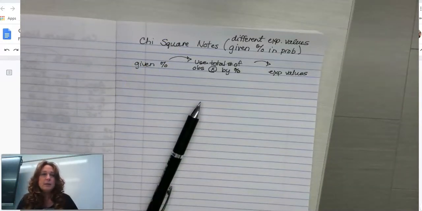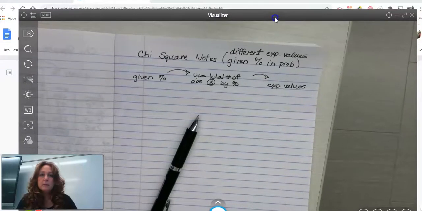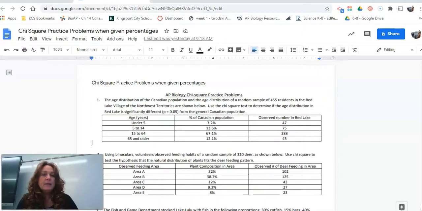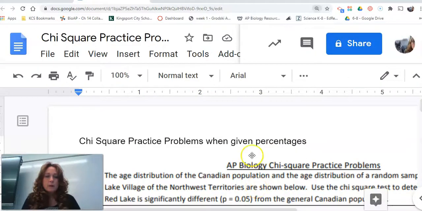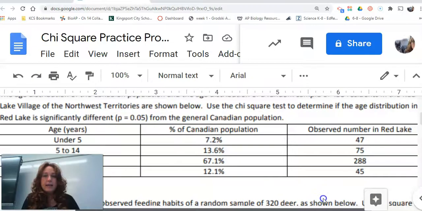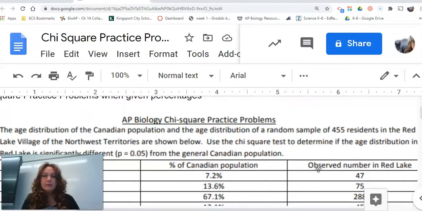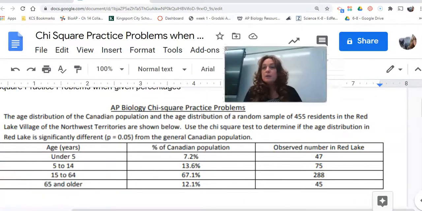So I've got some problems. It's interesting to me that we forget that AP Biology is a global program, so you've got people in Canada. So let's see here. That's a bit large. Could be a little bit smaller. Okay, that's good. I'll move my head out of the way. My head's always in the way.